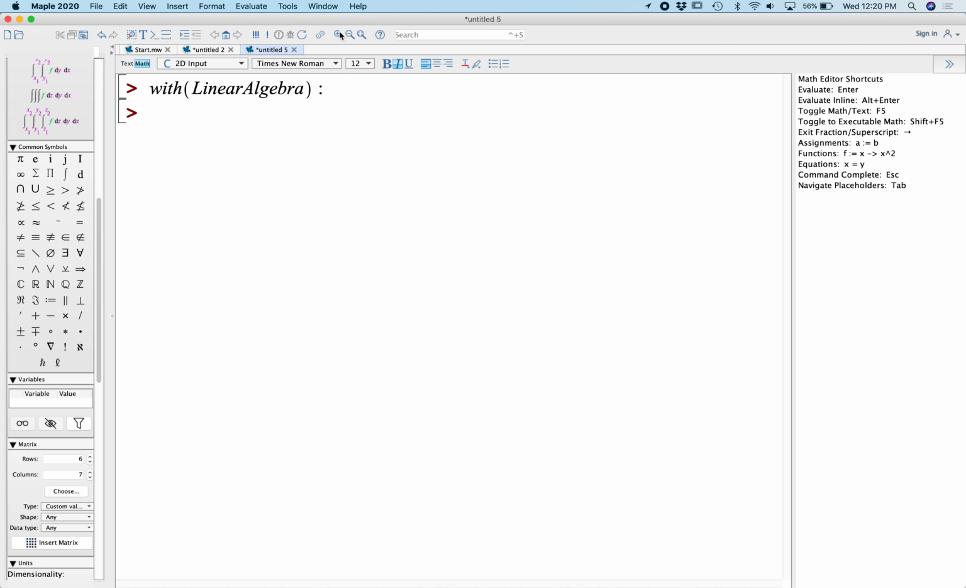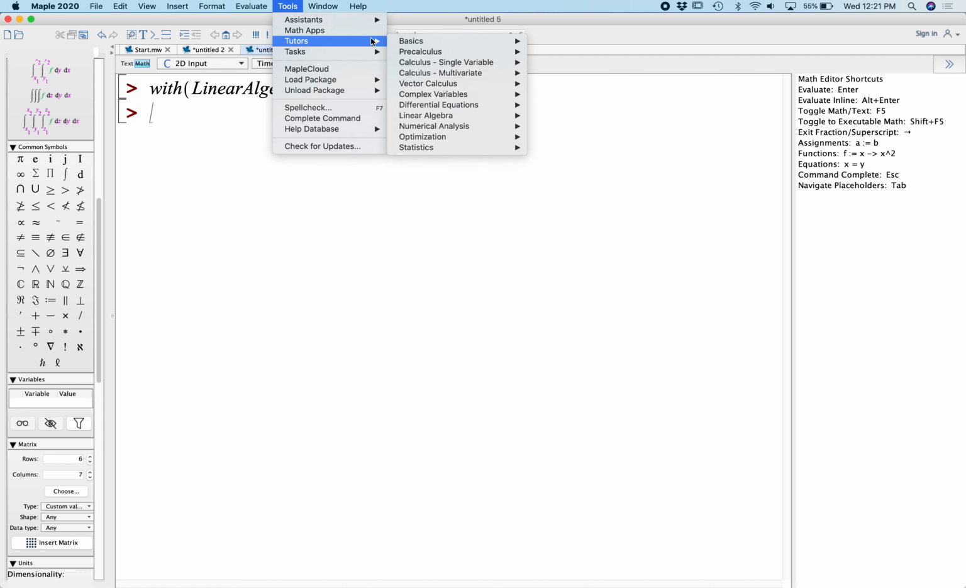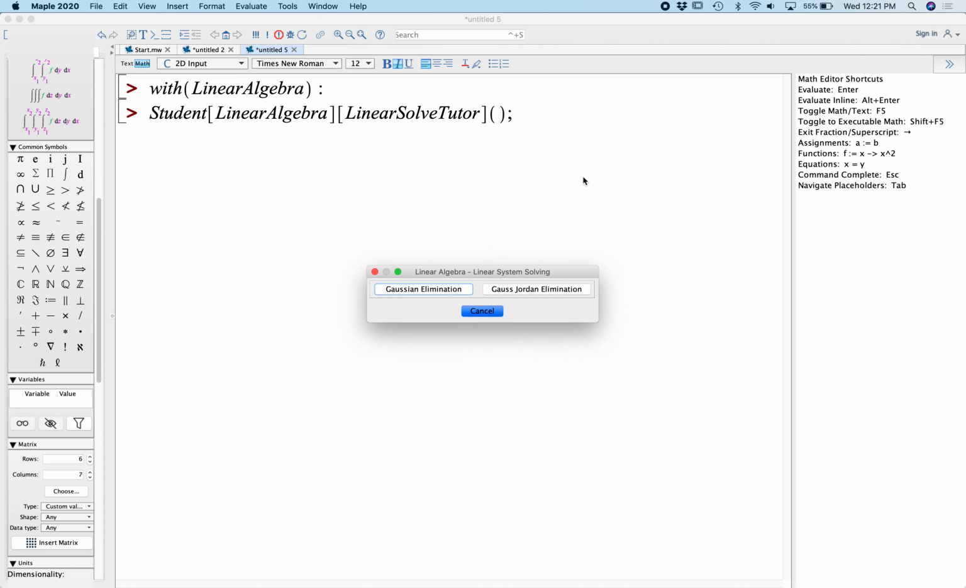Again, for the systems of equations, we had x1 + 2x2 = 7, and 3x1 - 4x2 = -9. I'm going to start out with Tools, and go to Tutors, then Linear Algebra, and since we're dealing with systems of equations, we'll go with Linear Systems Solving.